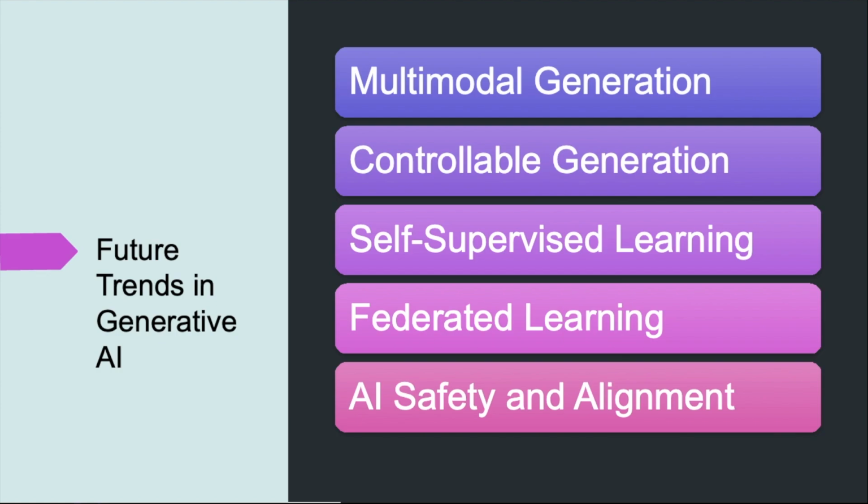Next, we have AI safety and alignment. Increased focus on AI safety and alignment research will be crucial to ensure generative AI systems remain aligned with human values and ethical principles. For example, researchers are developing methods to verify and validate the behavior of AI systems to ensure they do not produce harmful outputs. These trends highlight the exciting advancement and potential of generative AI, shaping its future development and application in various fields.